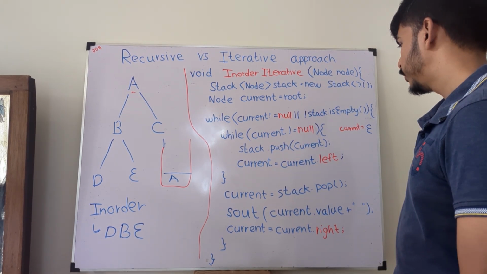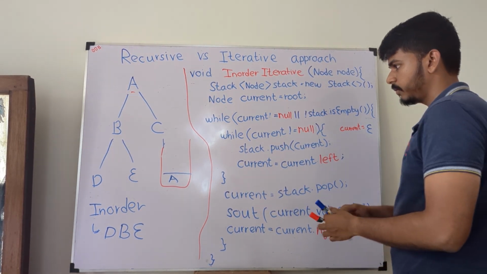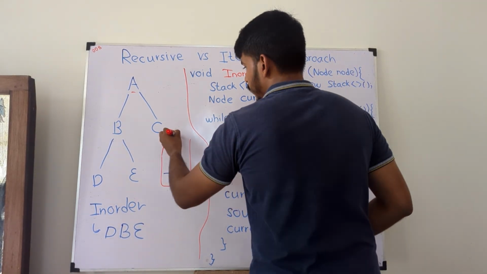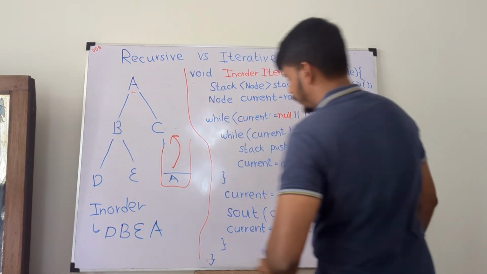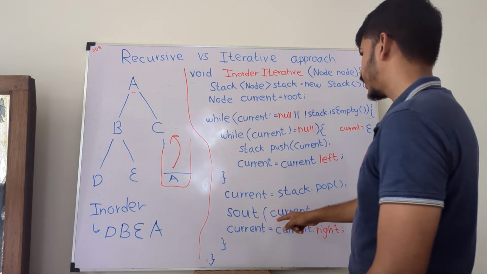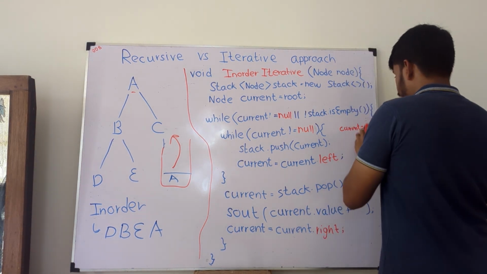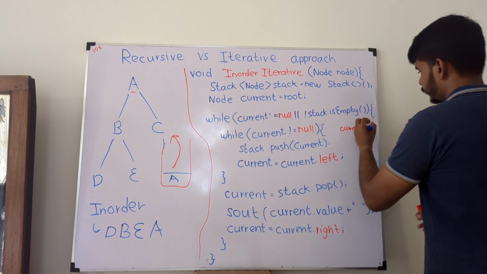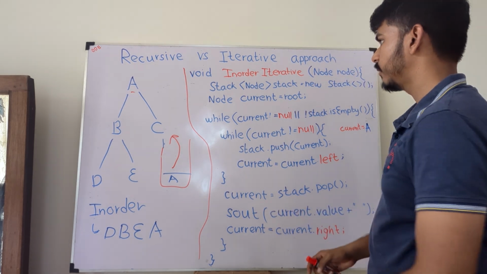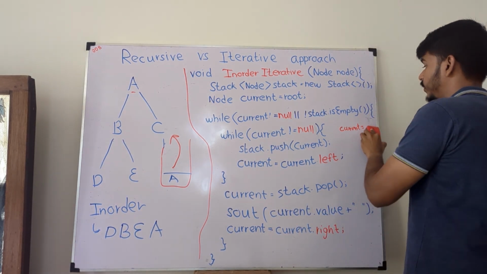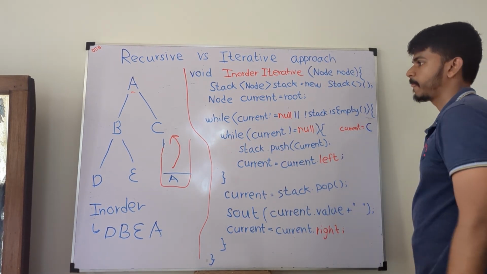Then we are going to go back to this statement, current equals stack.pop. So A is also going to be popped here. Then it is going to print A. Then after that, current equals current.right. So the current value is right now A, current.right. A's right child is C, so there is a new current value. There is a right child for A, which is going to be the new current value, that is C.